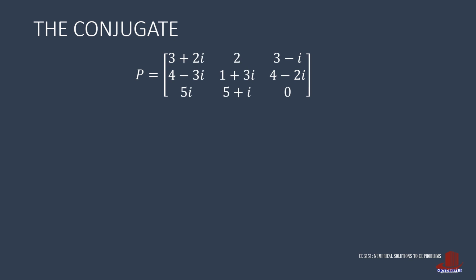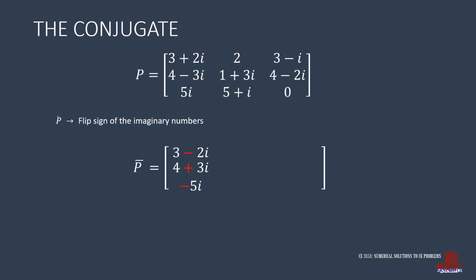The first operation is taking the conjugate. This operation simply flips the imaginary numbers in each individual element. So P bar then is taken as 3 minus 2i for element 1, 1. Going downwards, the elements become 4 plus 3i and negative 5i.